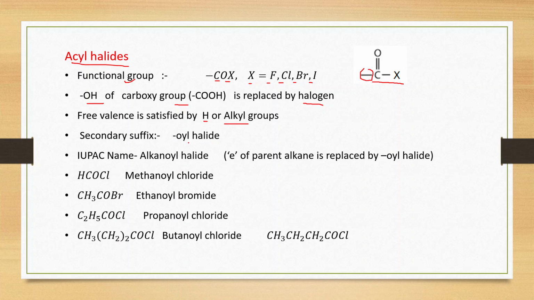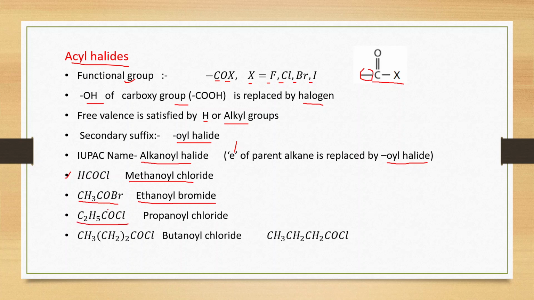Its secondary suffix is oyl halide. So in the IUPAC name we can write alkanoyl halide. The e of the parent alkane is replaced by oyl halide. Come to the first member. This is HCOCl. This is methanoyl chloride. This one is CH3COBr. This is ethanoyl bromide.